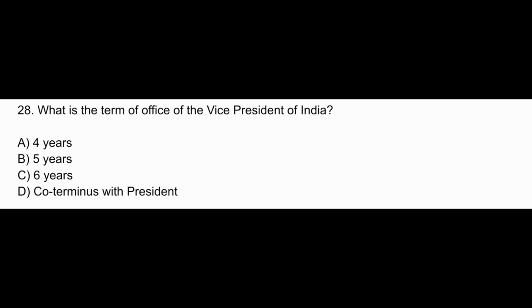The next question, what is the term of office of the Vice President of India? Option A, 4 years. Option B, 5 years. Option C, 6 years. Option D, 4 terms with President.